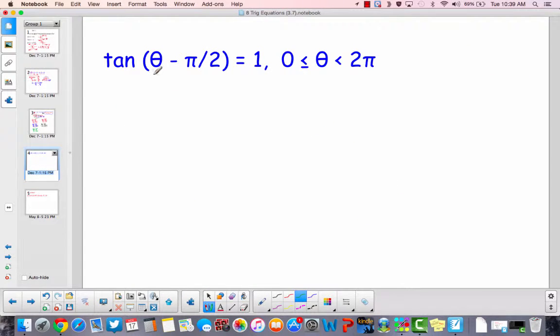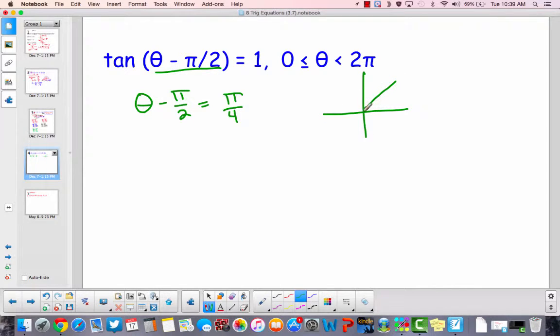Tangent of theta minus pi over 2 equals 1. Okay? So where is tangent equal to 1? Tangent is equal to 1 when theta is pi over 4. So whatever this angle is has to be equal to pi over 4. Where else is tangent equal to 1? So we've got it here in the first quadrant, and we've got it here in the third quadrant. So at pi over 4, tangent is equal to 1, and at 5 pi over 4, tangent is equal to 1. Okay? But we want to know what theta is, and we have to subtract the pi over 2 first.